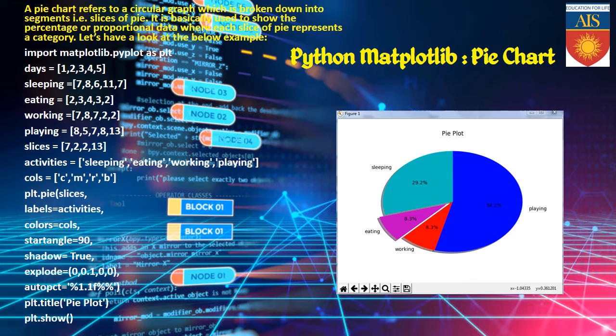Autopct, that means %1.1f. What is that autopct? The autopct function will help to represent the decimal value up to 1 digit, because we have assigned only 1.1. plt.title pie plot, then plt.show. Finally it will produce the output that we can follow on the right hand side of our screen.